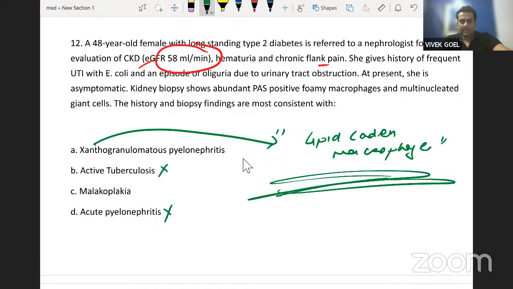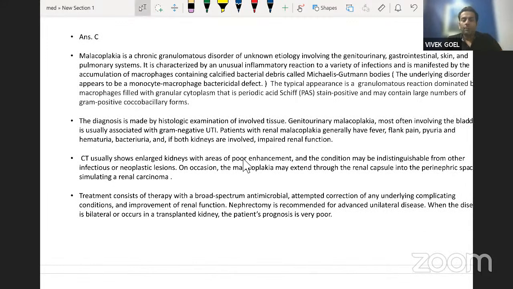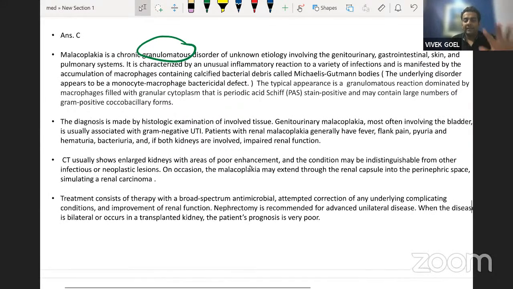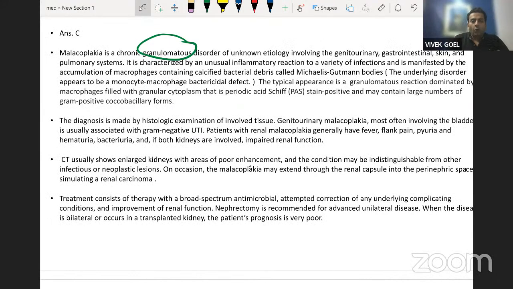Coming to what is malacoplakia? Malacoplakia is again a chronic granulomatous disorder. It can involve different parts of the body. There is an unusual inflammatory reaction to different infections because it is a monocyte macrophage bactericidal defect. So the monocyte macrophage is not able to phagocytose the infecting bacteria. And that is why they cause a chronic infection and a chronic inflammatory response.